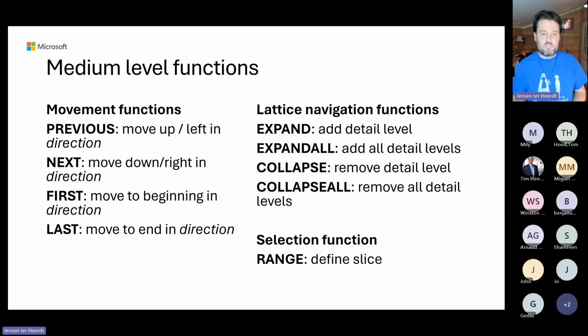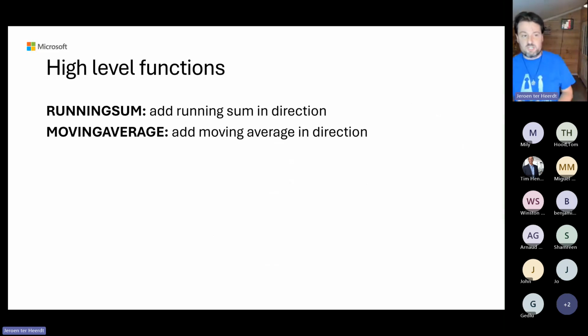And then we have a range function, which is an easier to use function of window to get a slice of the data. And then finally, we have running sum and moving average as the high level functions, which we already talked about. So that's all you really need to know about the functions that we're going to deliver.